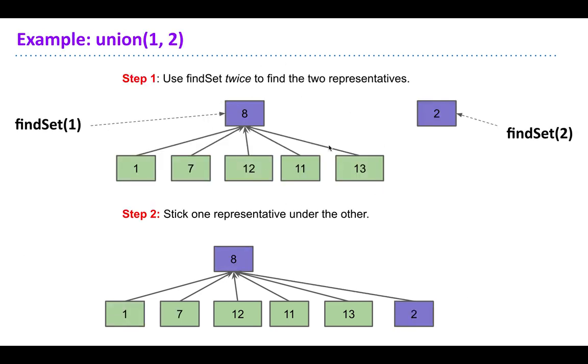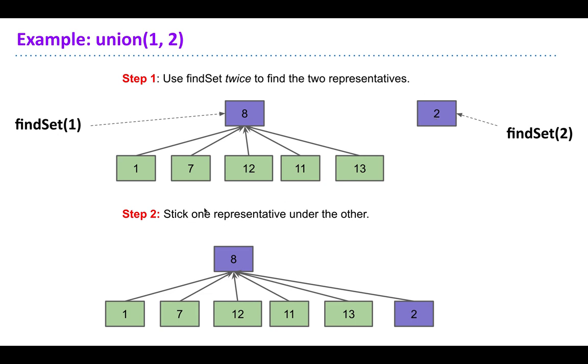Here's the union operation that I was talking about. So what you do for union is you first call find set. You do find set twice. So if I'm unioning 1 and 2, I'd first call find set of 1, because I'd say, where is 1's representative? I get to 8, and then I stop there, right? Because that's 1's representative. I can't go up any longer. I also call find set on 2. In this case, 2 is already the representative, so it's just there.